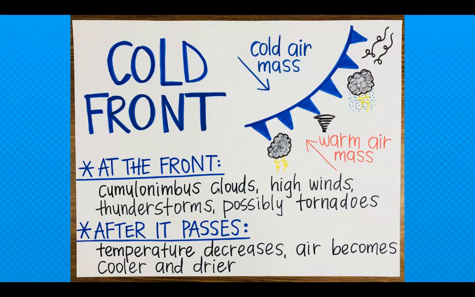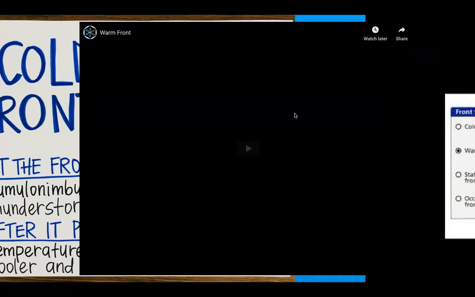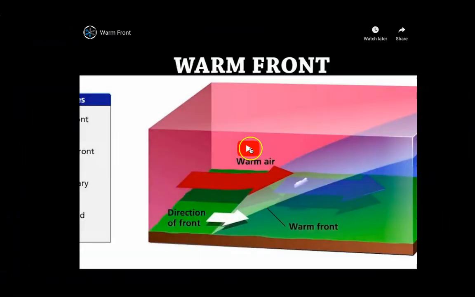After that front moves through, the temperature in your area is going to decrease because now you're in that cold air mass. And the air will become colder and drier than the warm air mass. So the cold air front is where a cold air mass and a warm air mass are coming towards each other. If you're thinking of it as a battle, the cold air wins. It's coming in hard, it wins, and it pushes that warm air way up in the sky, which causes the moisture in that air to form clouds and to come down in the form of heavy rain, really windy, things like that.